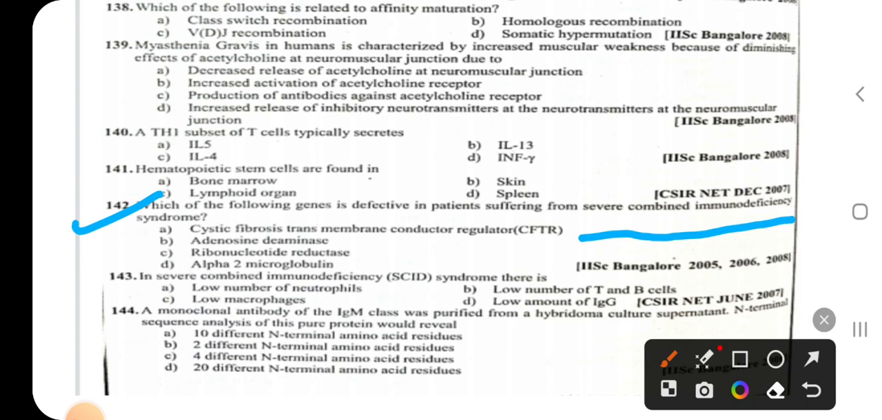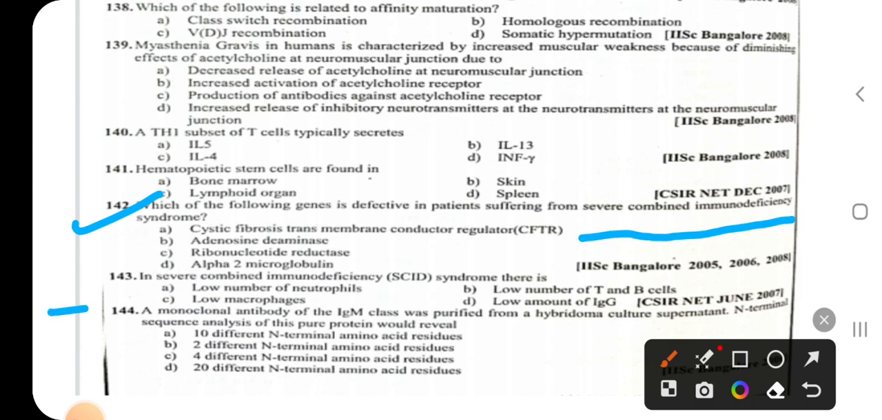So the 144 question is, a monoclonal antibody of IgM class was purified from a hybridoma culture supernatant. N-terminal sequence analysis of this pure protein would reveal 10 different N-terminal amino acid residues, 2 different N-terminal amino acid residues, 4 different, or 20 different N-terminals.